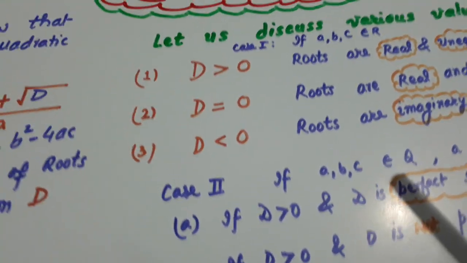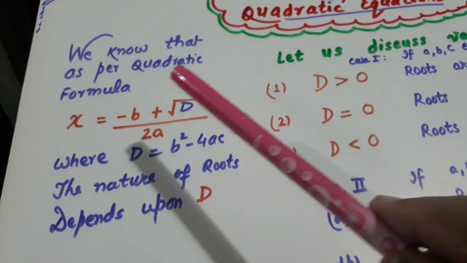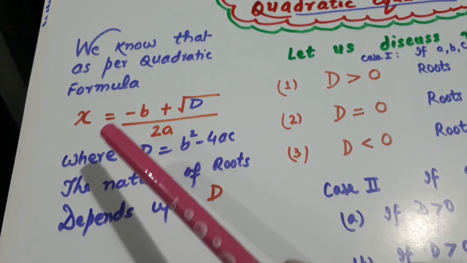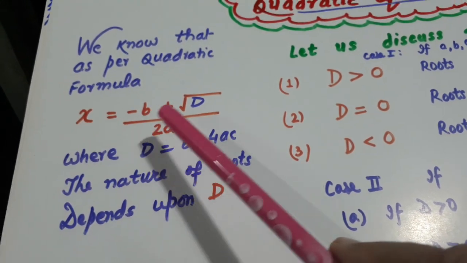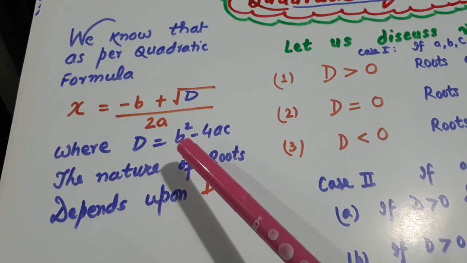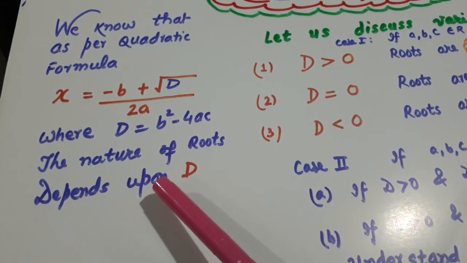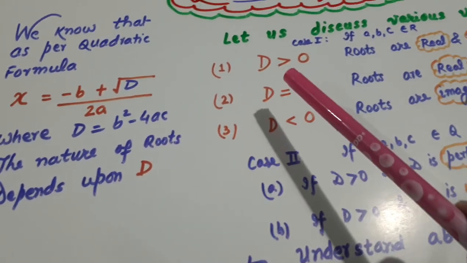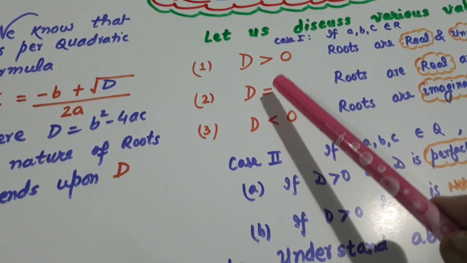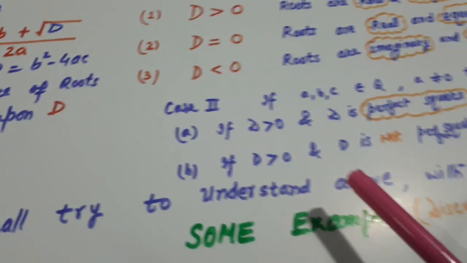Now, let us discuss this. We know that as per the quadratic formula, x is equal to minus b plus minus under root D over 2a, and D is your b square minus 4ac, the discriminant. So the nature of roots depends on the value of D, which we have discussed. It can be greater than 0, equal to 0, or less than 0.